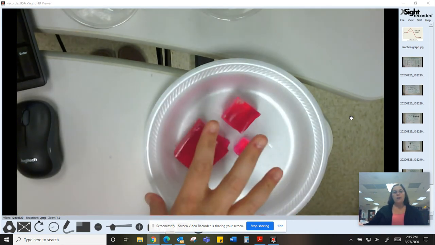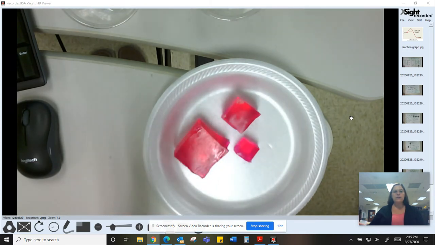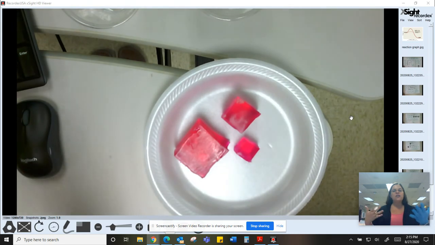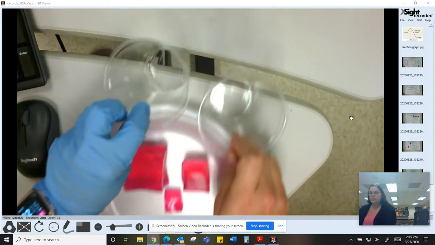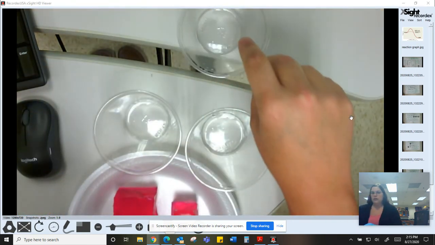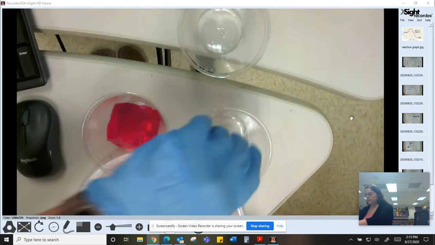So I'm about to drop these cubes into vinegar. We're going to let it sit for probably 10-15 minutes, and then we'll come back and see what happened to these cubes, and I'll discuss what's going on. So again, I'm going to take these cubes. I'm going to move my cups into place. We've got 3 cups. And then I'm going to take 1 cube and place it in each of the cups.